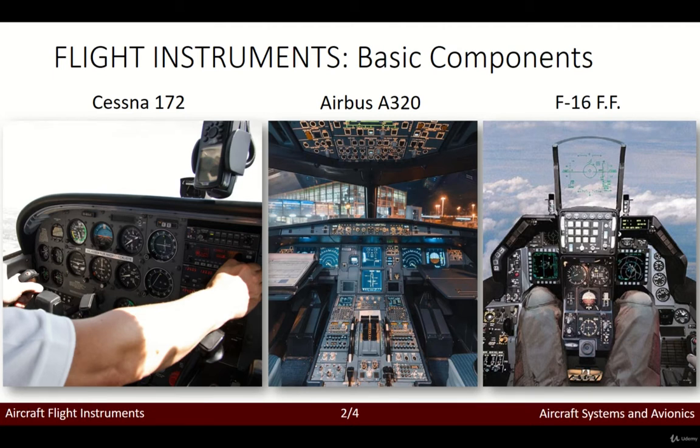Many additional instruments are also used to communicate with traffic control, for instance, or to determine the location of the destination airport. Here I've put 3 examples of flight instruments in a Cessna 172, an Airbus A320 and an F-16 Fighting Falcon. Right, so the first aircraft is a civil, relatively small aircraft with distinguishable instruments, okay?